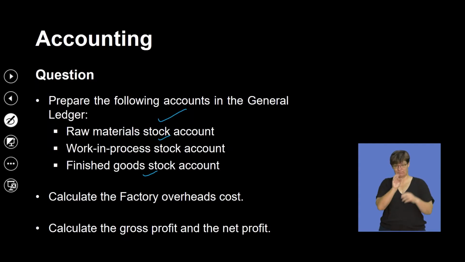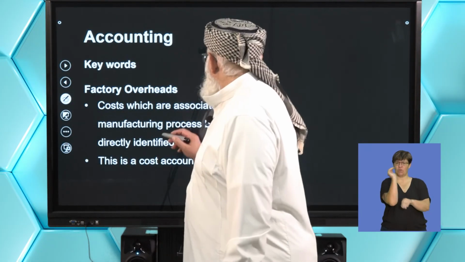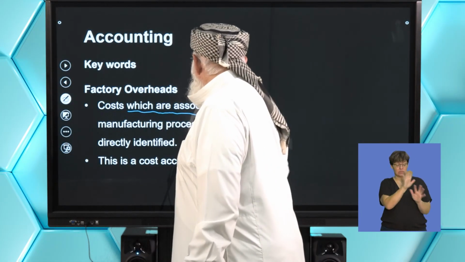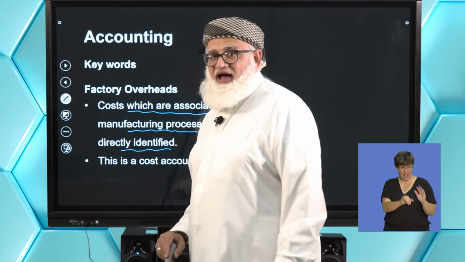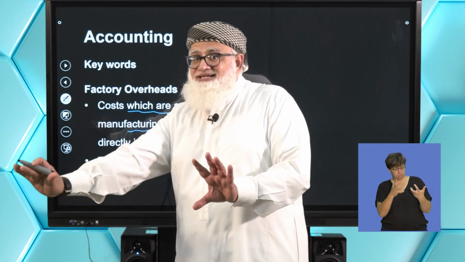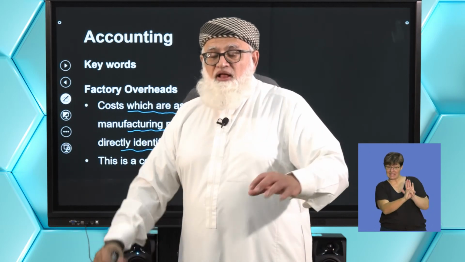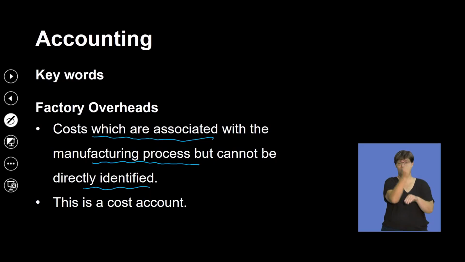Then we have our finished goods stock account, which is also an account we started with, but we need more information. Right, again, we're at the point of calculating our factory overheads. Remember once again, what are factory overheads? Factory overheads are costs which are associated with the manufacturing process but cannot be directly identified, okay? So these are costs which are appropriate to the product, not easily identifiable, therefore under the umbrella of factory overheads. Okay, and yes, it is a cost account.